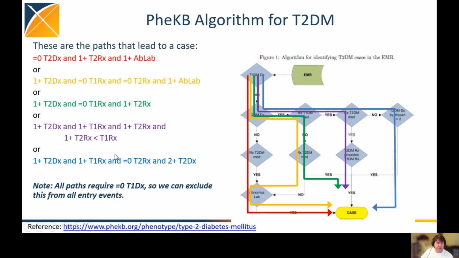Note that all the paths require exactly 0 type 1 diagnosis, so we will exclude those from all of our entry events at once. We're not going to represent those in each of the paths. We can just take care of that up front.